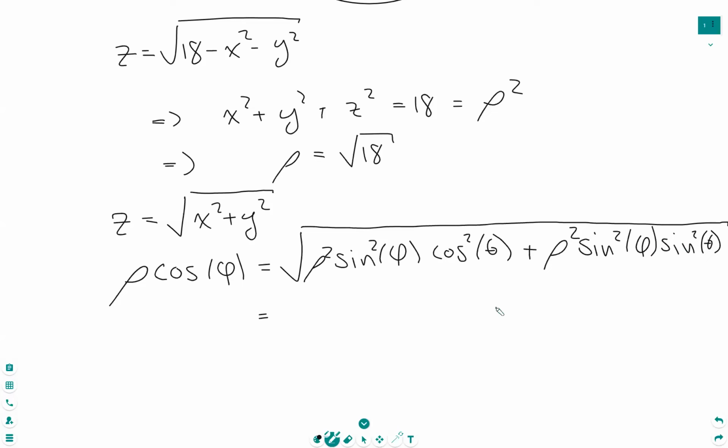But notice that both of these terms share a rho squared sine squared in common. And then they have a cosine squared plus a sine squared of theta. So we can rewrite this as the square root of rho squared sine squared of phi.